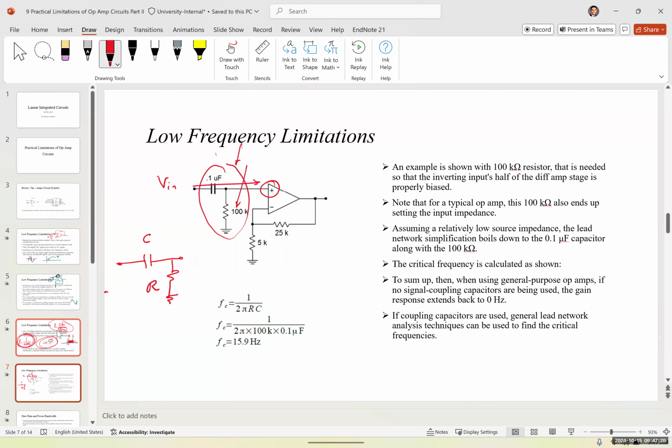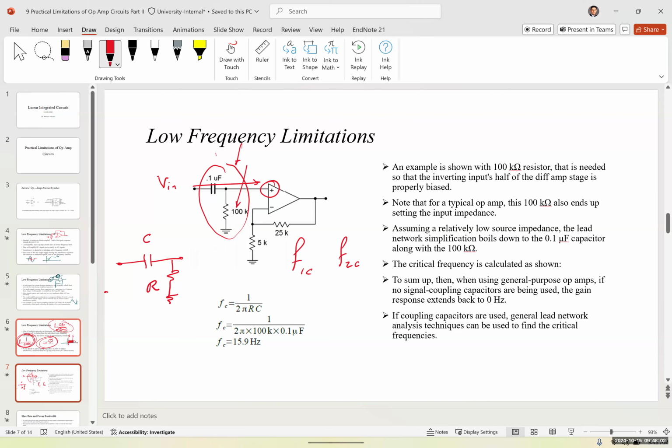Oh, FC and F1? I'm sorry? FC and F1 are the same, yes. So it's going to be 1/2 pi RC. This is FC. C means the cutoff frequency. But if we didn't have the op amp, we would have one cutoff frequency, and that would be the lower cutoff frequency. But since we have the op amp, we have two cutoff frequencies, F1C and F2C, or FL and FH, or F low and F high, upper.